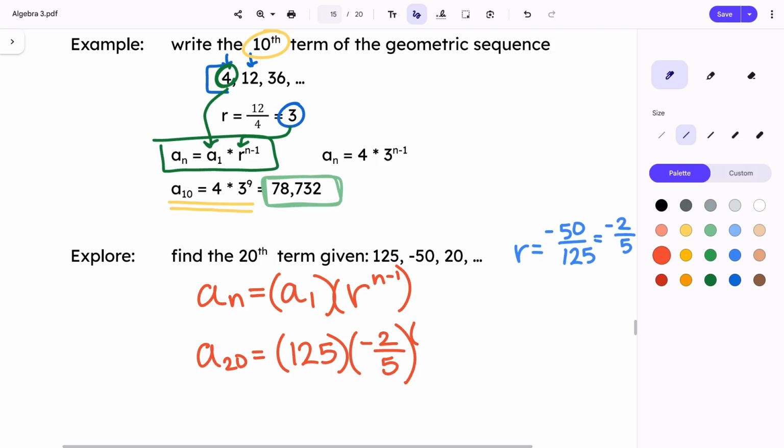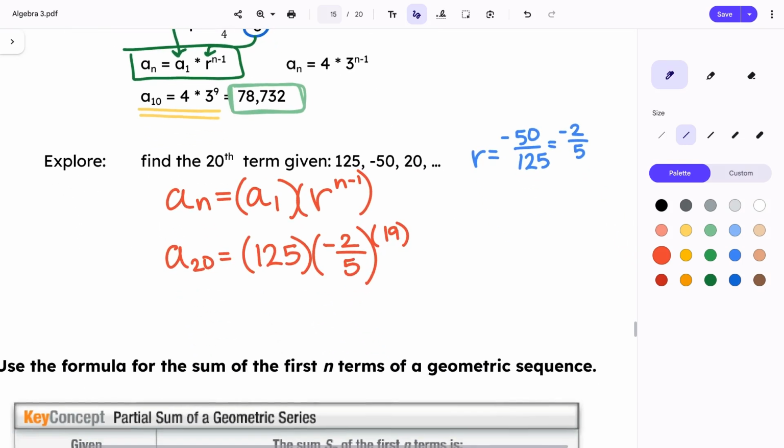to the what power? 19, because it's always N minus 1. So 20 minus 1 is 19. Okay, then I would just plug this in. If you're going to type it in all as one sentence, make sure you're using parentheses and watch your signs. Make sure there's a negative in front of that fraction or it will not do it correctly for you.